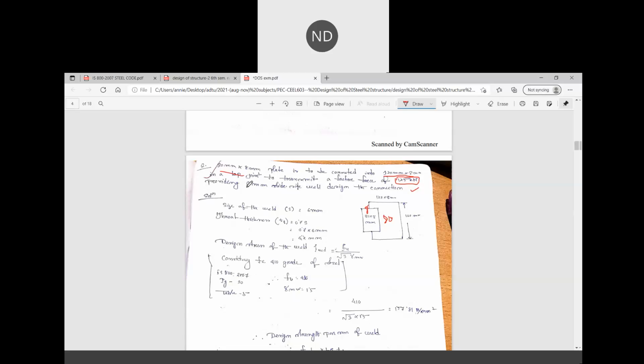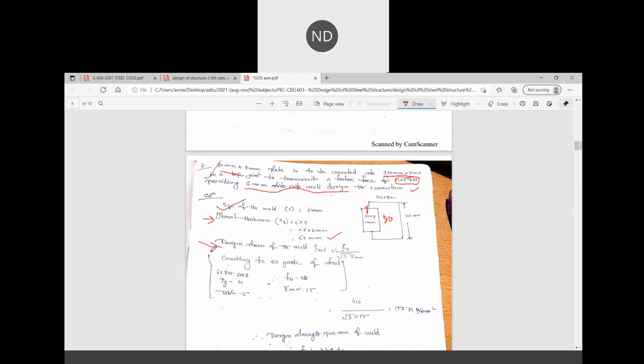So here in the question, what is mentioned again? Providing 6 mm size of the weld. That means size of the weld is given to you as 6 mm. Now, once you know the size of the weld, obviously you can find out your throat thickness. Throat thickness will be 0.7 s. So that means your throat thickness is 4.2 mm. Now, once we know this, we have to know the design stress.